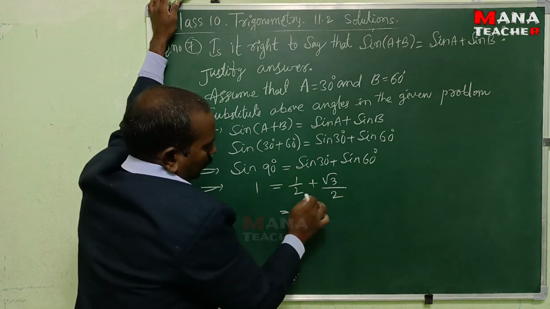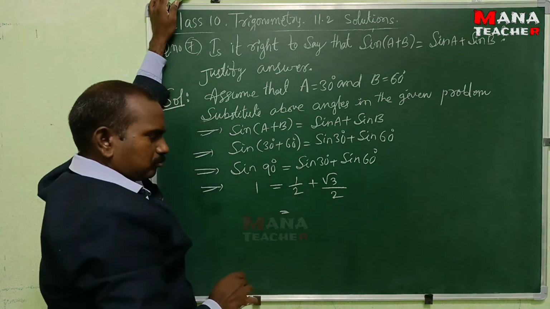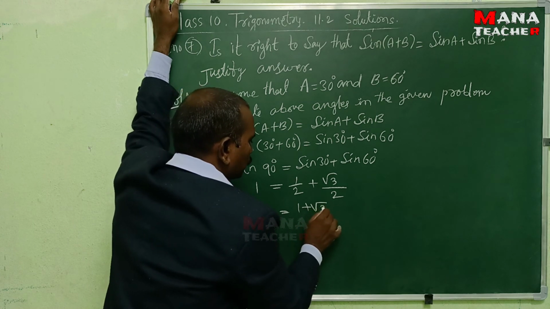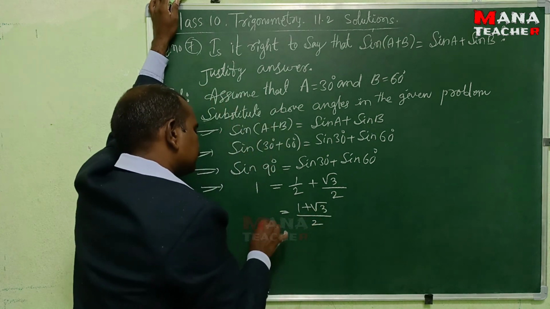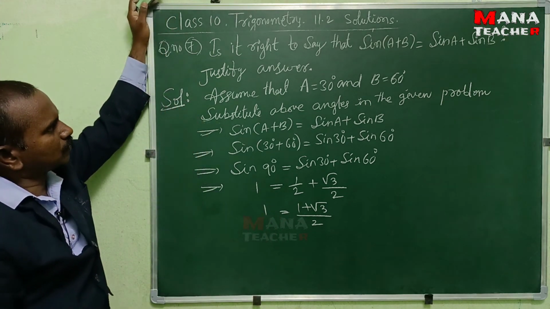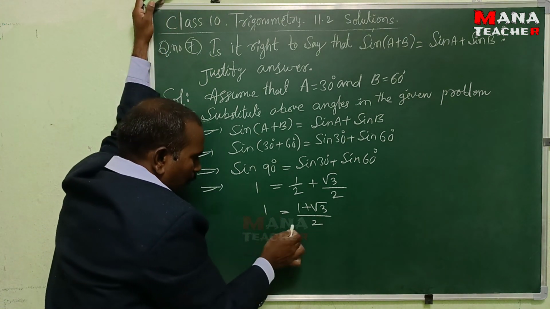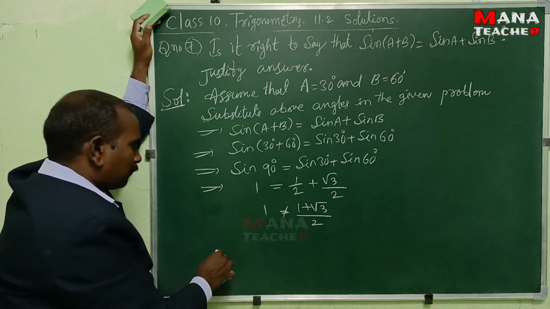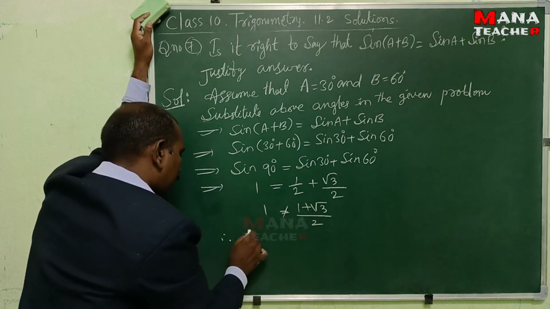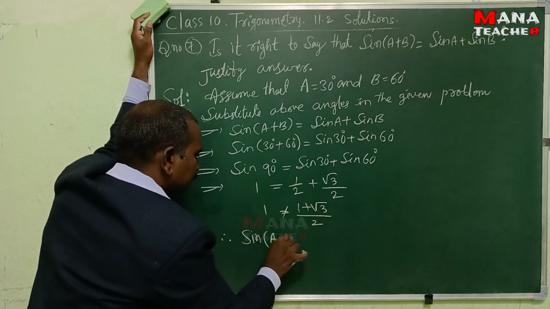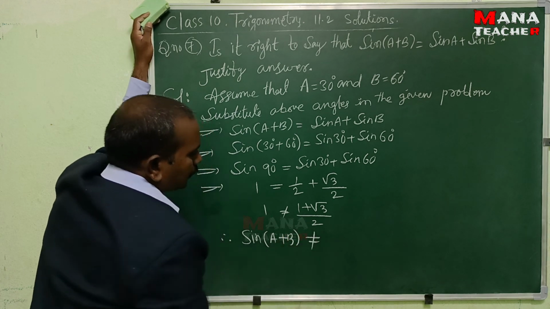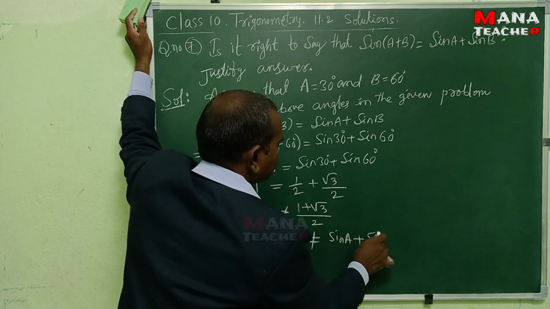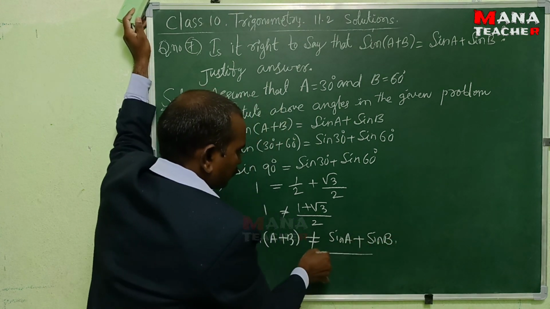Next, here 2 like fractions. Now add numerators. 1 plus root 3 by 2. Is it equal to 1? Are they equal? No. So not equal. Therefore sin(a plus b) is not equal to sin a plus sin b. So this is the solution.